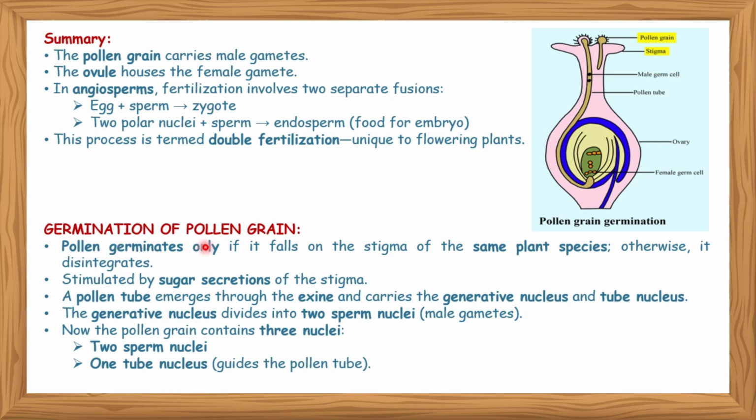Now we study germination of pollen grain. Pollen germinates only if it falls on the stigma of the same plant species, otherwise it will disintegrate. Stimulated by sugar secretions of the stigma, a pollen tube emerges through the exine and carries the generative nucleus and tube nucleus. The generative nucleus divides into two sperm nuclei or male gametes. Now the pollen grain contains three nuclei, two sperm nuclei and one tube nucleus which guides the pollen tube.